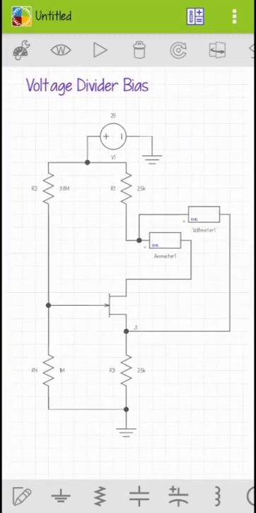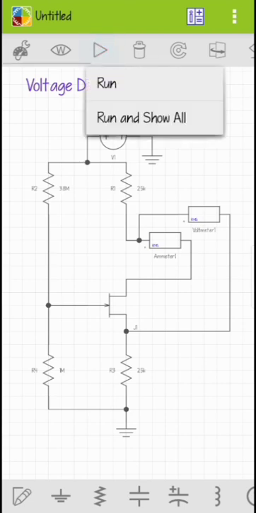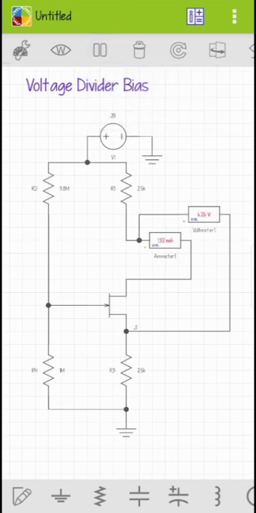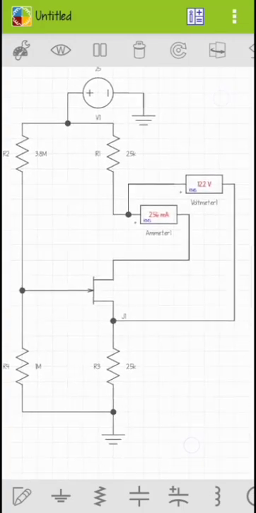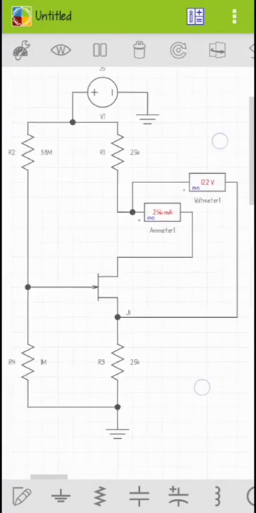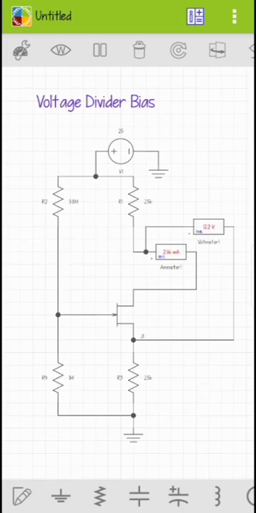Now let's run the circuit. Here we got the ID as 2.56 milliampere and VDS as 12.2 volt, and this is our Q point, and that's it.